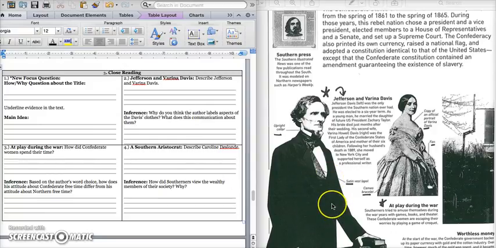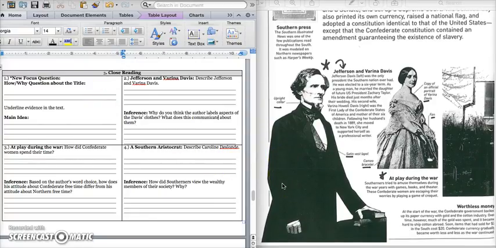Well, we know Jefferson Davis was the only president of the Confederate States of America, and Varina Davis was the only First Lady of the Confederate States of America. And then it asks us, why do you think the author labels aspects of the Davis's clothes? What does this communicate about them?